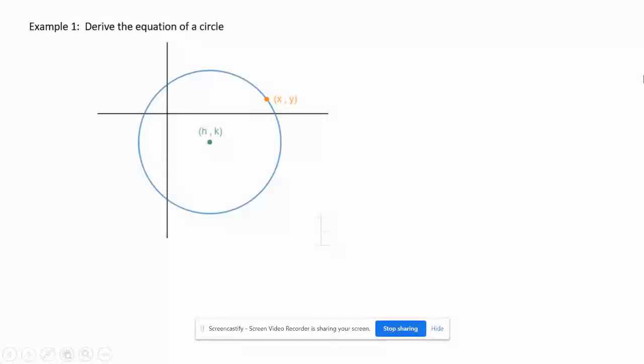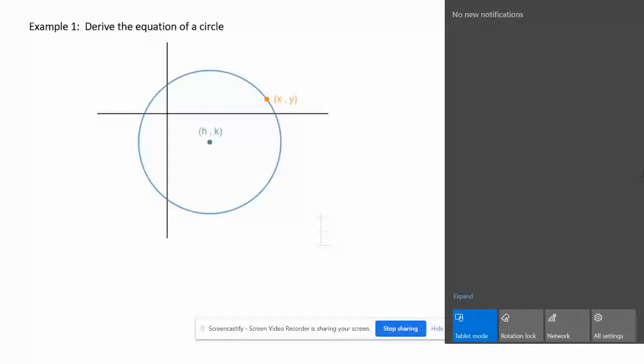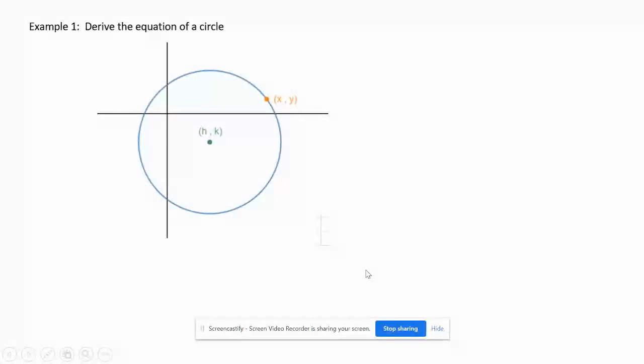So, a quick little review here. For the APs, we've done this topic before, but for the regular 20-1, we have not covered the equation of a circle yet. Here's how it goes. This is a circle, and the center is at (h, k), and the radius equals r.